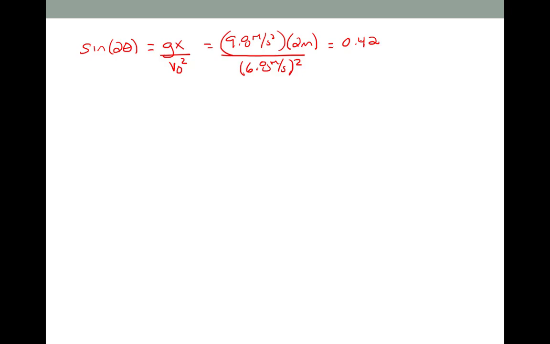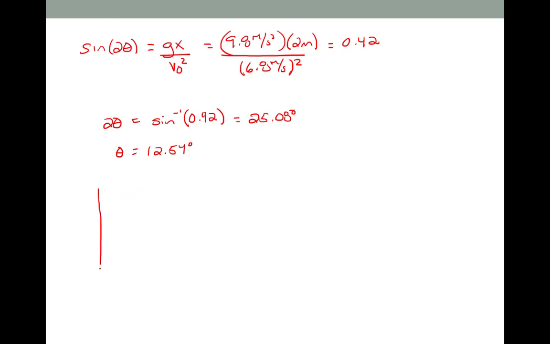Now, at this point, you could do this, and you could say, okay, well, if sine 2 theta equals 0.42, then 2 theta equals the inverse sine of 0.42, which equals 25.08 degrees, which means theta equals 12.54 degrees. And that is a possible answer. But if you only do that, you are missing a possible solution.